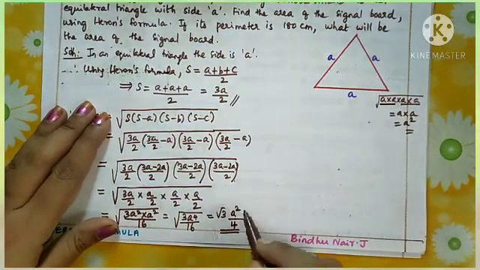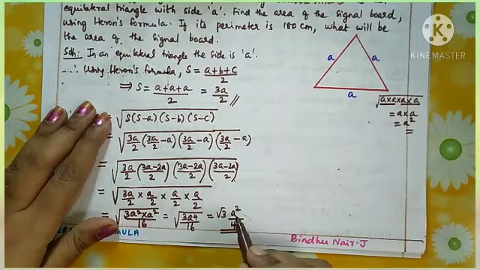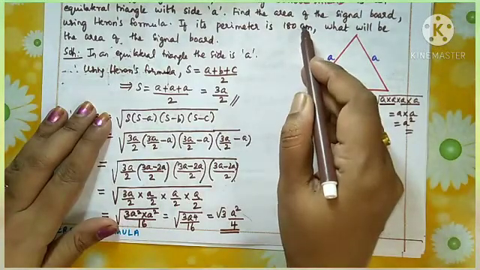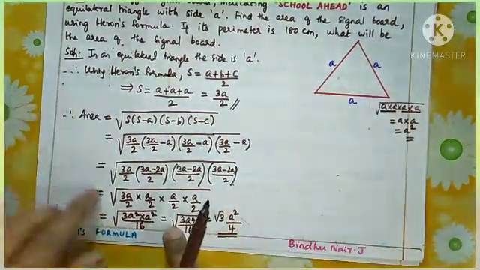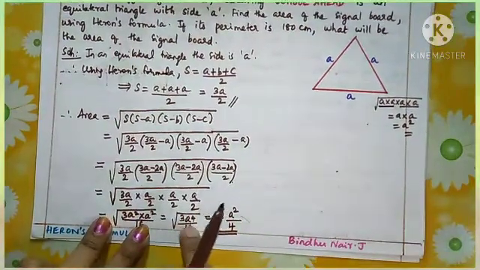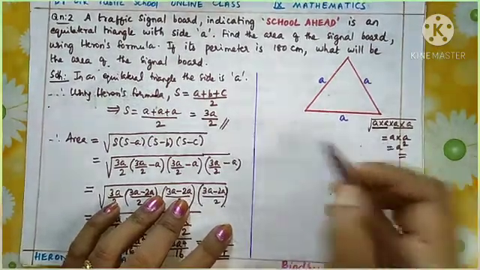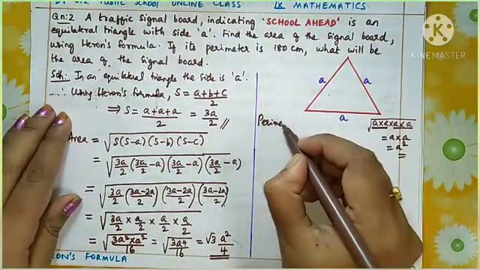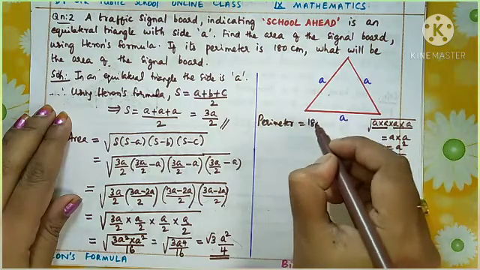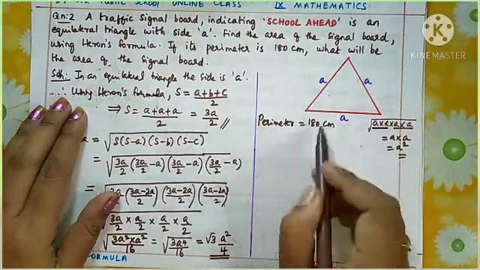Now you see, so we got this area in terms of a. Now using the perimeter, we will find out the value of a and then find out the area again, the correct value of area. Okay. So what is given perimeter? Perimeter is given 180 centimeters.